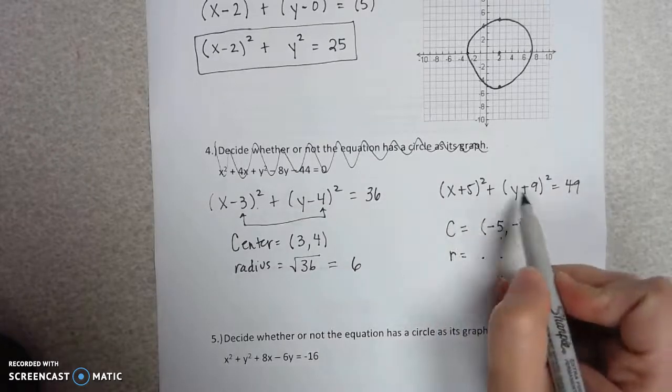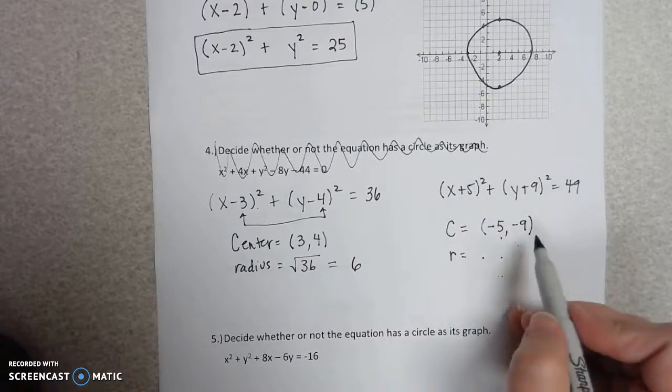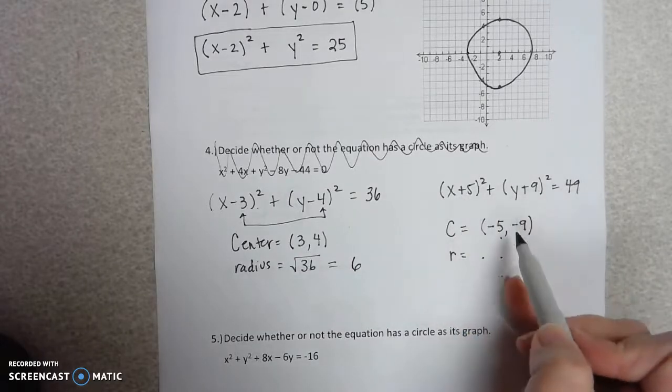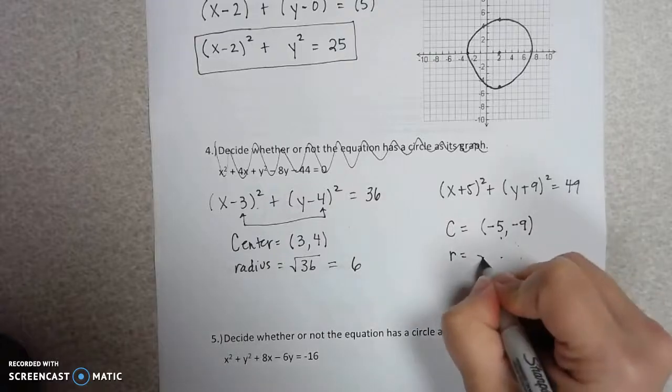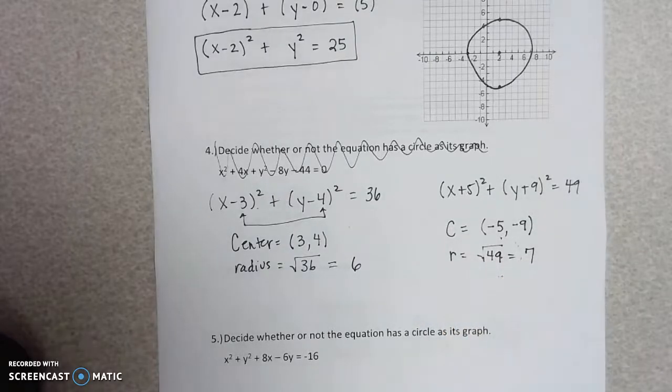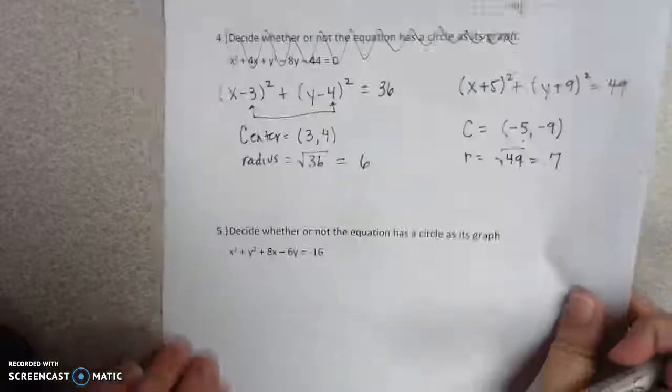If it doesn't match the form, it's probably a sign. Really you could just think of it as take the opposite of those numbers would be your center. Then the square root of 49 is 7. Let's try another one.